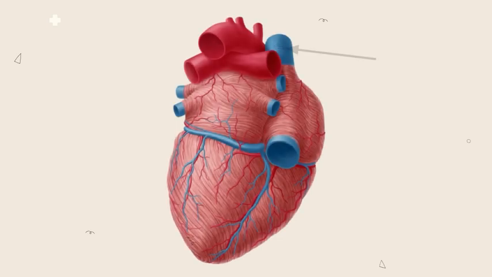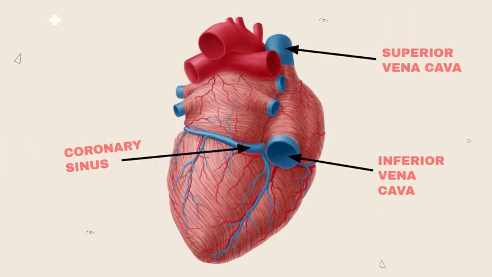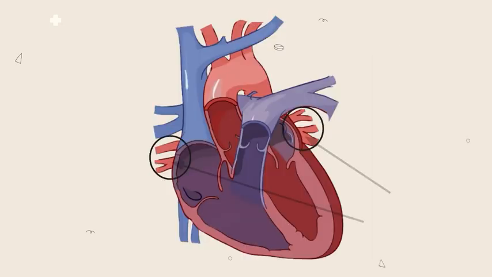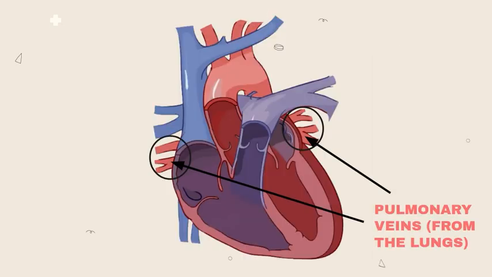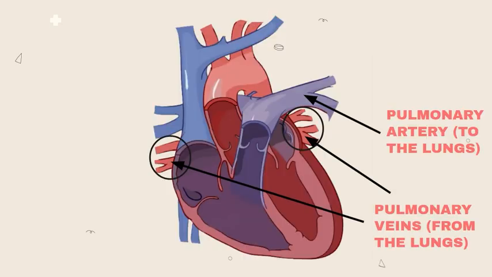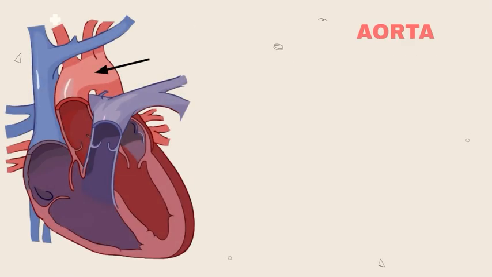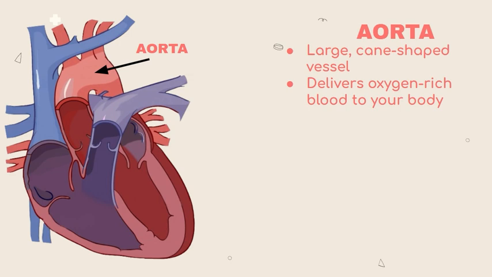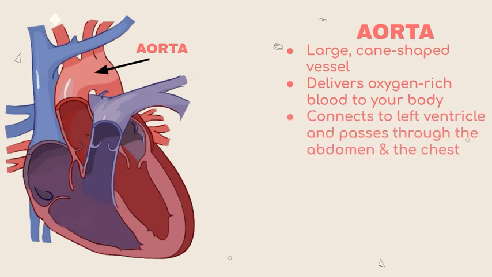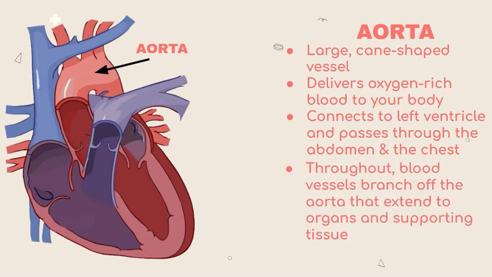Points of entry into the heart include the superior vena cava, inferior vena cava, coronary sinus, and pulmonary veins. The exit points of the heart include the pulmonary artery and aorta. The aorta is a large cane-shaped vessel that delivers oxygen-rich blood to your body. It first connects to the left ventricle and extends through the chest and the abdomen. All along the aorta, blood vessels branch off that connect to organs and other tissue.